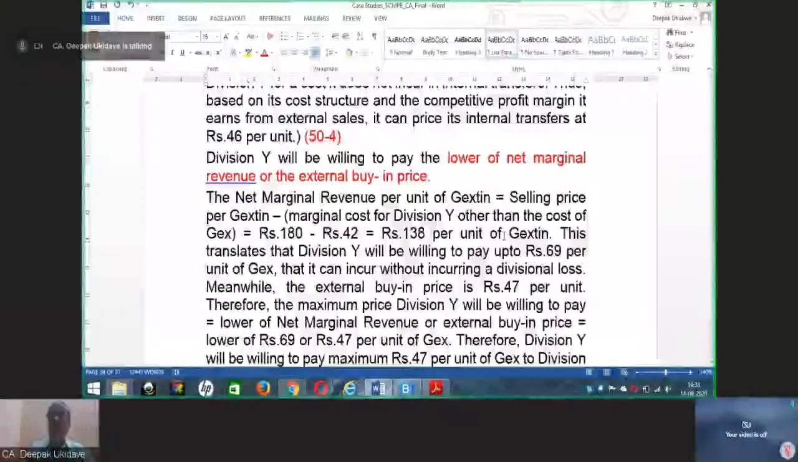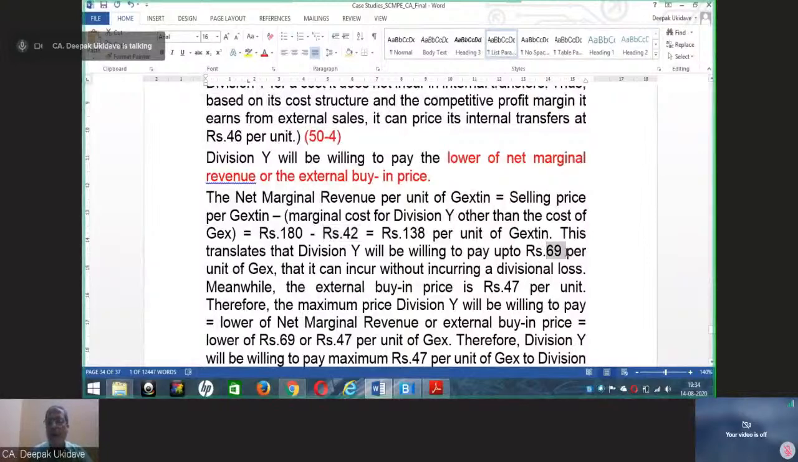And let us calculate net marginal revenue. Net marginal revenue is selling price minus marginal cost of division Y other than the cost of Jex. So we have 180 rupees as the selling price of Jextin, minus marginal cost of division Y other than the cost of Jex, which is 42. So rupees 138 per unit of Jextin is the cost, and divide 138 by 2 because this is the cost of 2 units. All of you understand? So divided by 2 you get the figure of 69 per unit.